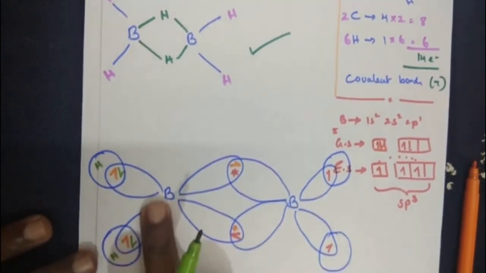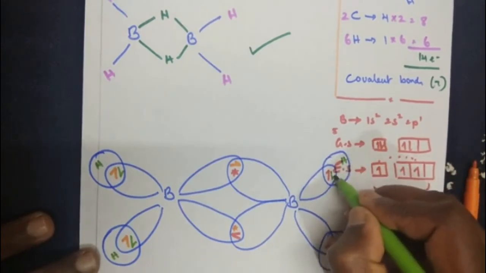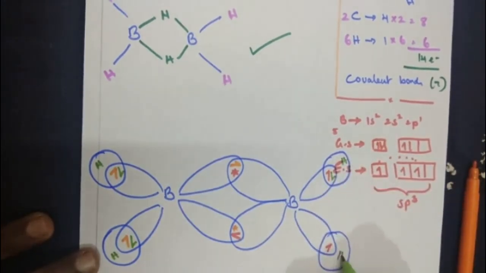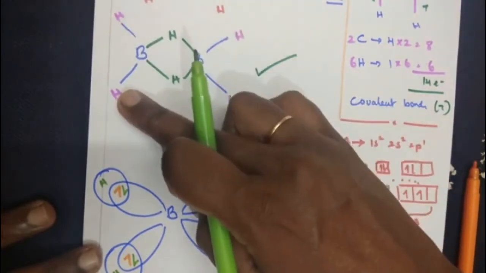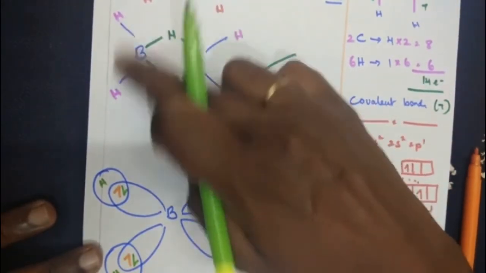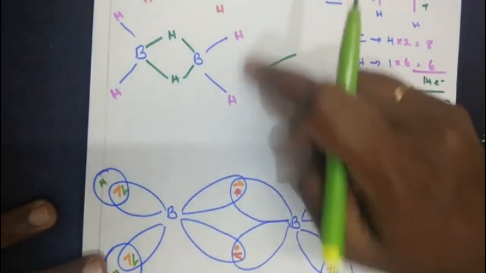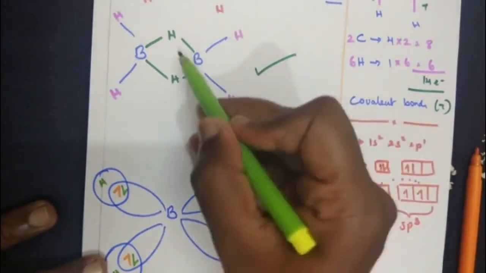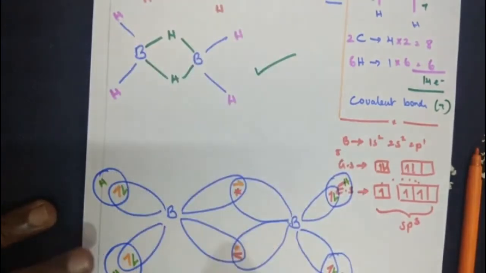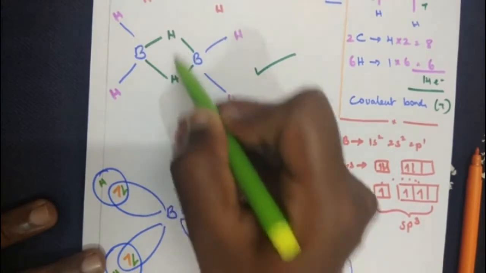So this is for one boron. Similarly the other one too. This is for the hydrogen here. So 1 electron from the s orbital of hydrogen, 1 electron from the s orbital of hydrogen. Now you understand clearly how the terminal hydrogen bonds are formed. One boron is bonded to 2 terminal hydrogen atoms, and similarly this boron is bonded to 2 terminal hydrogen atoms. Now out of the 6 hydrogen atoms, 1, 2, 3, 4 terminal ones you understand. We are left with the 2 bridged hydrogens.